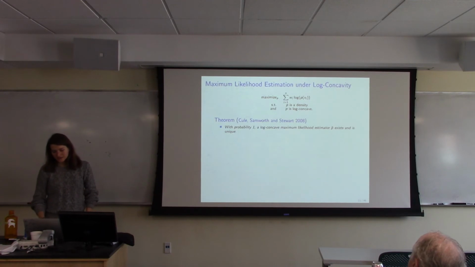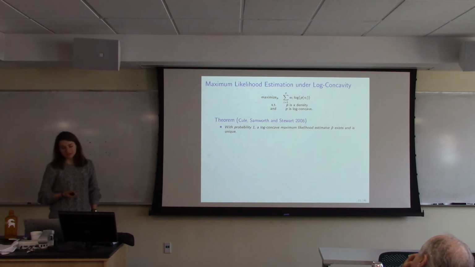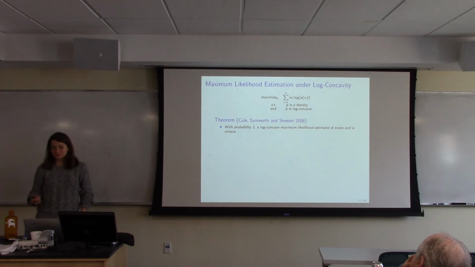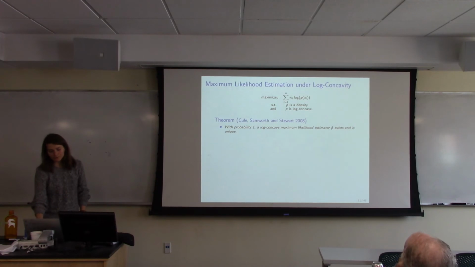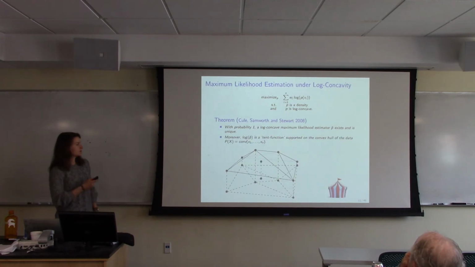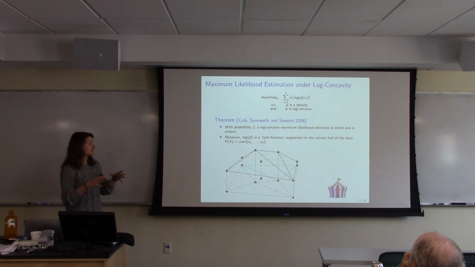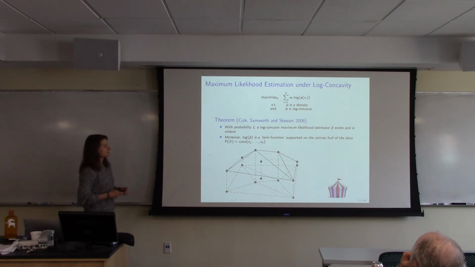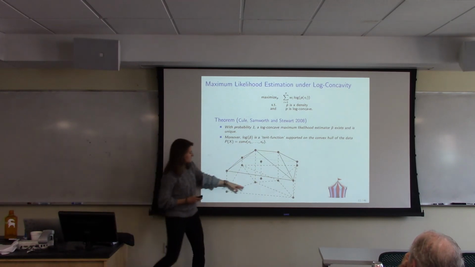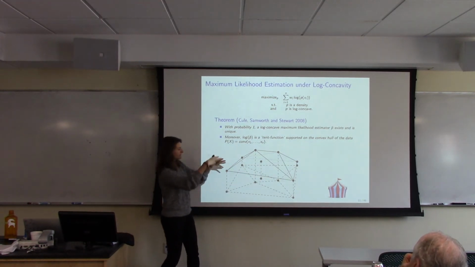And there's a very nice theorem by Cule, Samworth, and Stewart who proved that with probability 1, a log-concave maximum likelihood estimator P hat exists and is unique. Moreover, the logarithm of P hat is a piecewise linear function. It's called a tent function, supported on the convex hull of the data. So this is the data on the bottom, and then on the top we have a tent function.